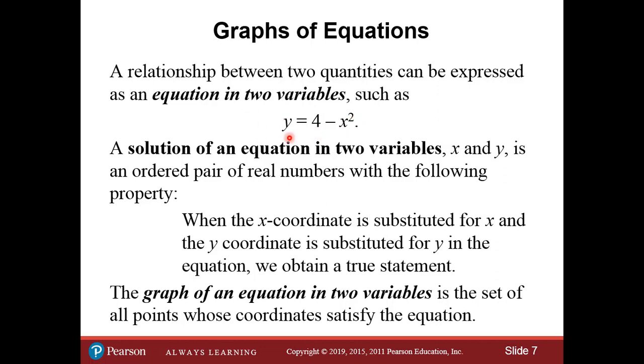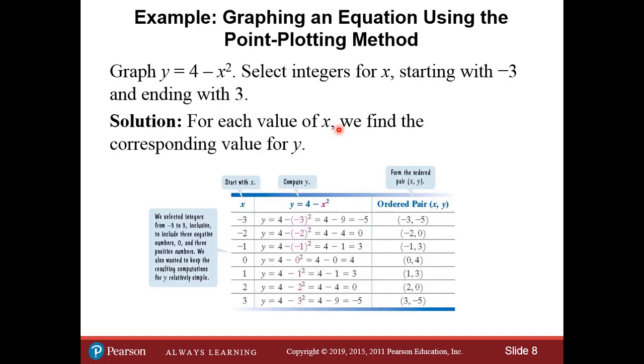Now, the graph of an equation in two variables is the set of all points that satisfy this property, or in other words, satisfy this equation. So we take all such points that satisfy this equation, and that's going to give us the graph of the equation. When we talk about a solution set and we talk about a graph, those are two different things, but they're directly related to each other.